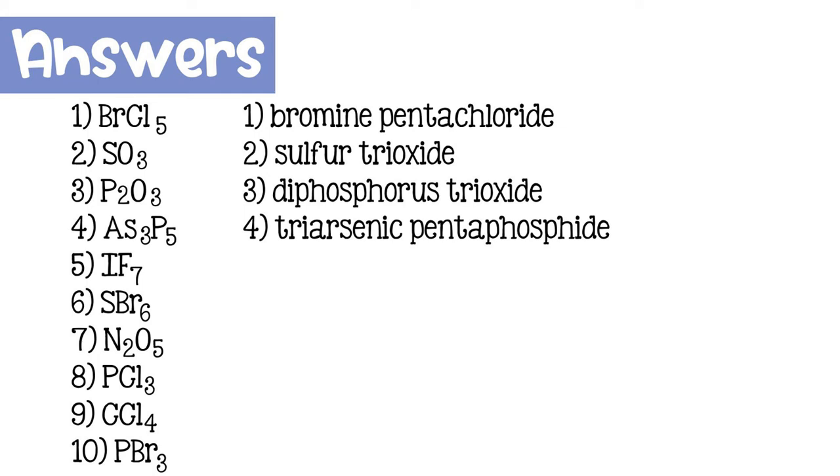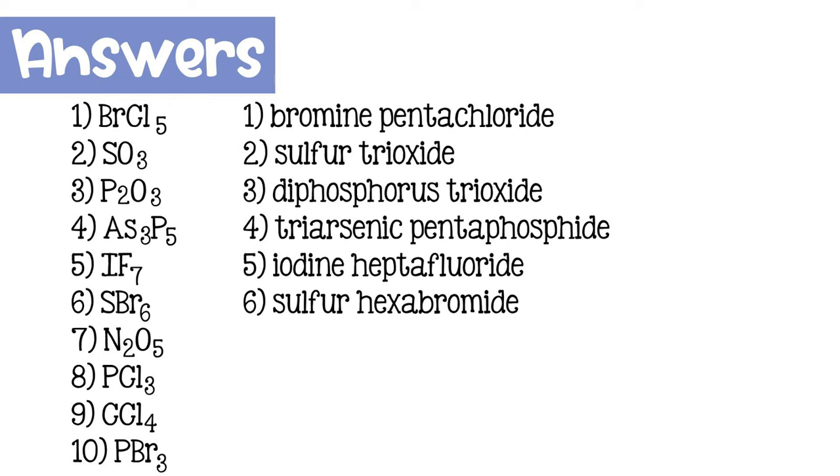Let's look at number 5. We have IF7. I for iodine, F for fluorine, or fluoride in this case, and we don't use a prefix on the I because there's one. However, we do need a prefix for the 7 fluorines, and that would be hepta, so it's iodine heptafluoride. Let's look at number 6. We've got sulfur starting off strong. There's no prefix because it's only one. And for the second element, we have Br, or bromine, which there are 6 of. So that becomes hexabromide. So sulfur hexabromide is number 6.